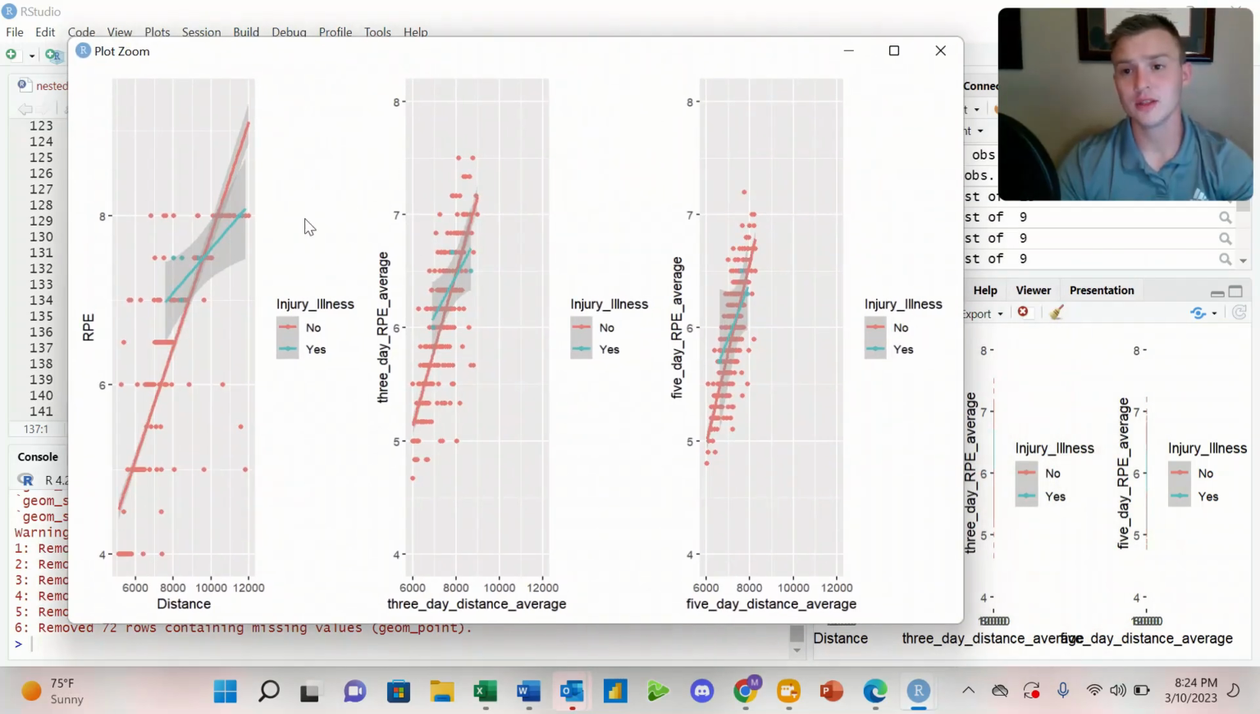Looking at these plots, we can see that compared to our 1 and 3-day, our 5-day RPE and 5-day distance average has the closest fit between our injured and non-injured athletes. That shows us that using a 5-day distance and 5-day RPE average is probably going to be the best bet for predicting injuries in our athletes.